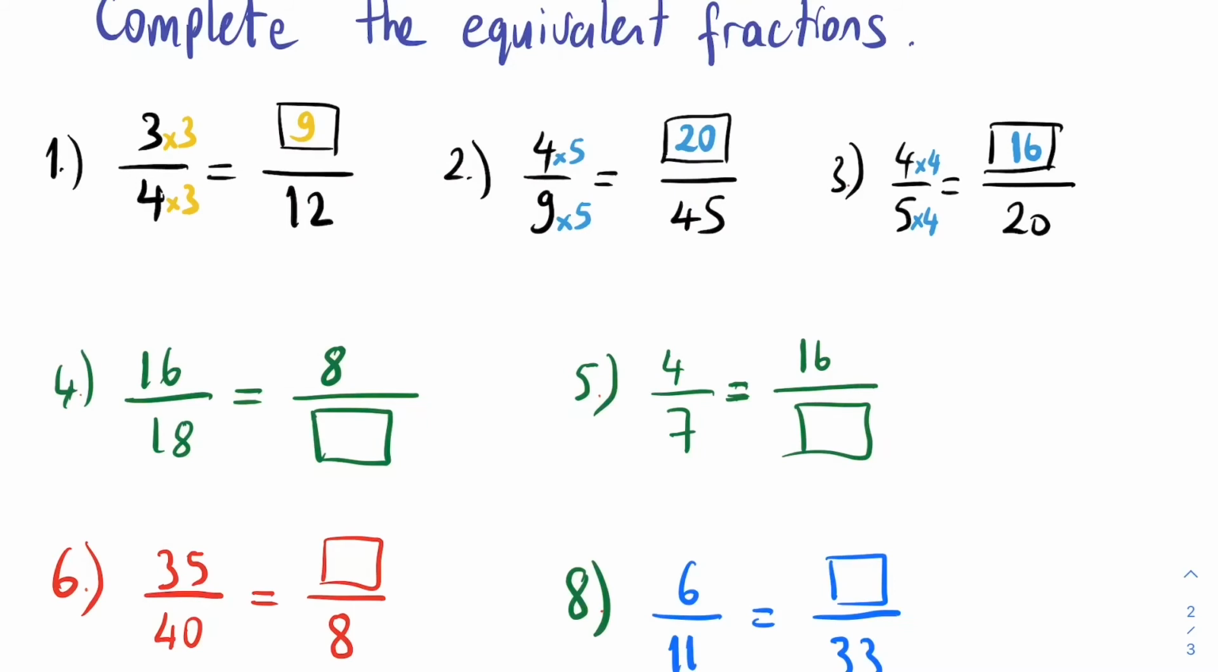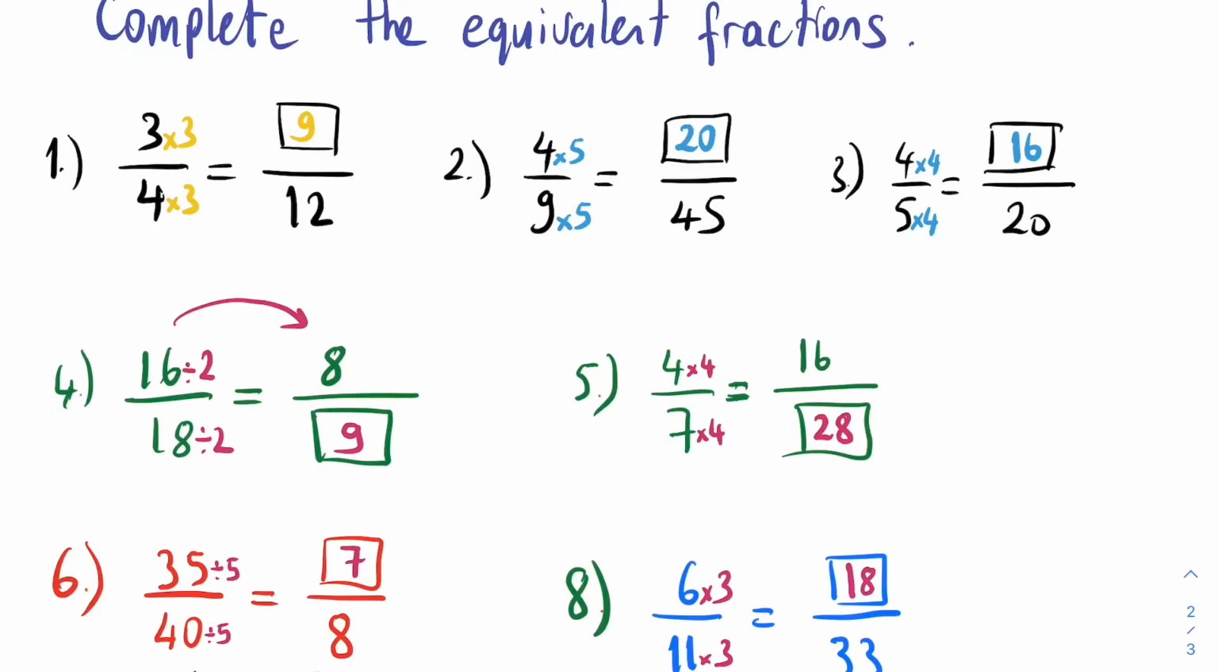So how can we reach 8 using 16? We need to divide 16 by 2, and also we need to divide 18 by 2. So the result will be 9. Question 5, 4 over 7. We need to multiply 4 by 4. It is going to be 16. 7 times 4 is going to be 28. Question 6. 35 over 40. So 40 divided by 5 is 8. 35 should be divided by 5. So the result is 7. Question 8. 11 times 3 is 33. 6 times 3 is 18.